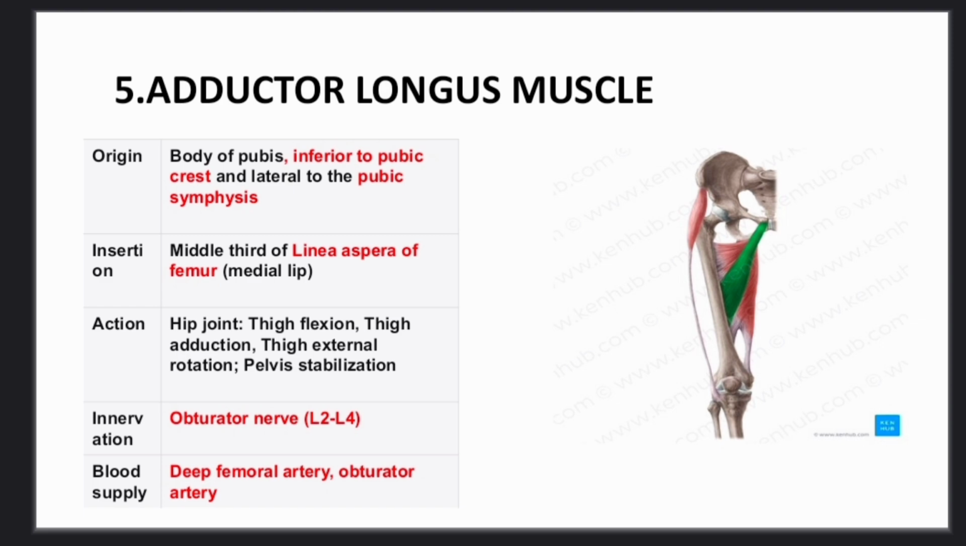Now nerve supply: adductor longus is supplied by the obturator nerve. Blood supply is the deep femoral artery and the obturator artery. Functions: at the hip joint, the adductor longus adducts the thigh. Again, the name itself, adductor longus, tells you adduction of the thigh is the primary action. It also assists in flexion of the thigh and lateral rotation of the thigh, and helps to stabilize the pelvis.